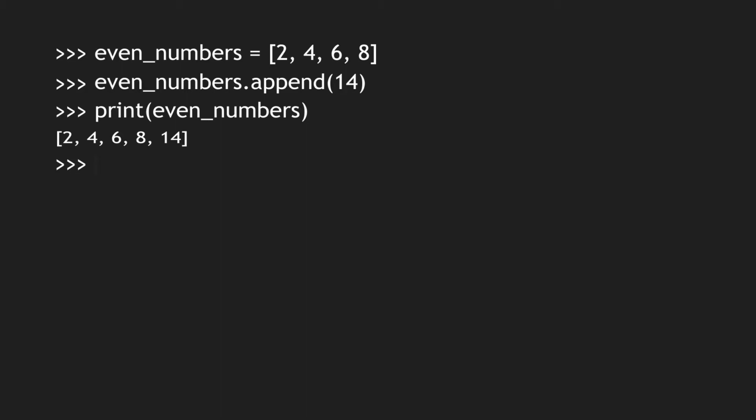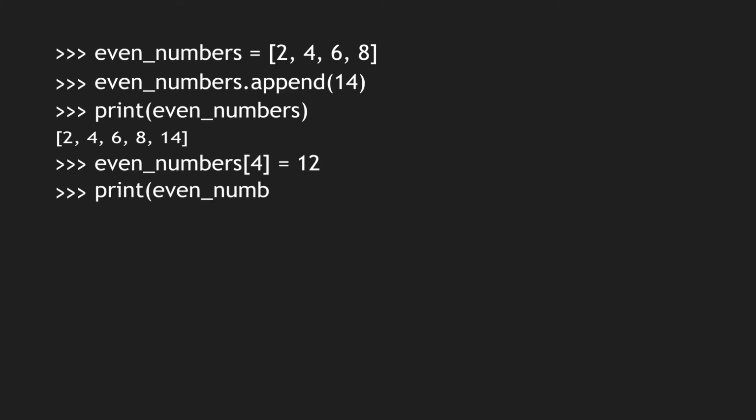We can also modify a value at a specific index by assigning a new value to it. To change the value at the last position, we use the index 4. Remember, we start counting from 0. So even numbers at 4 is equal to 12. If we print, we see the list has changed. We can also use -1 for the index of the object at the last position.